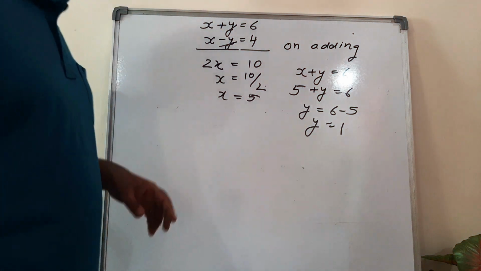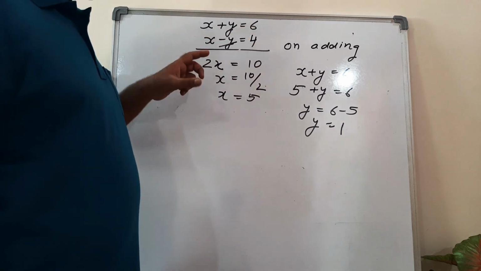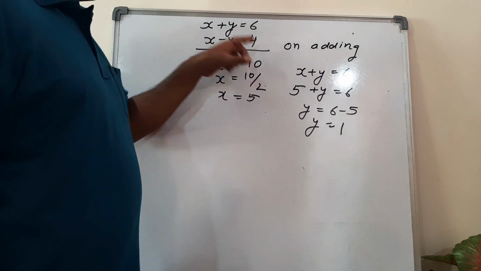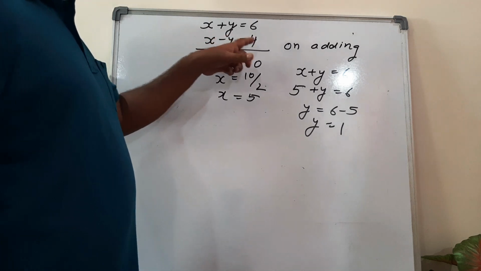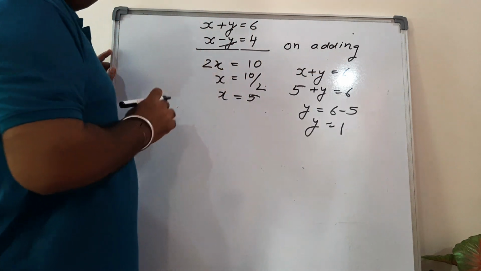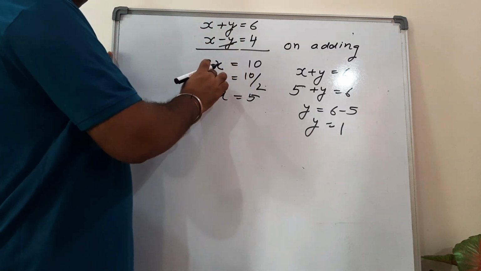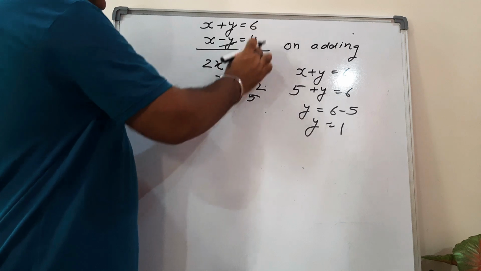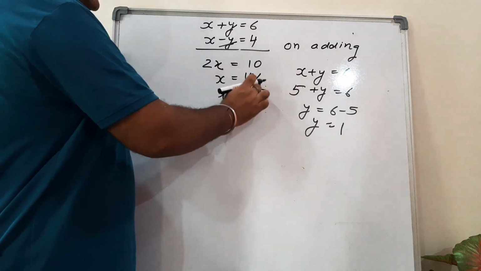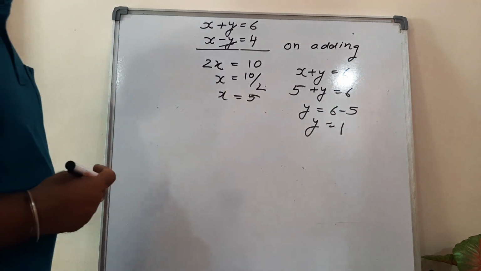Again I would like to explain. The equation is x plus y is equal to 6, and x minus y is equal to 4. Now what will you write here? On adding, because plus y and minus y get cancelled. X plus x, 2x. 2x is equal to 6 plus 4, 10. So x is equal to 10 upon 2. 10 upon 2 means 5. So the answer is x is equal to 5.